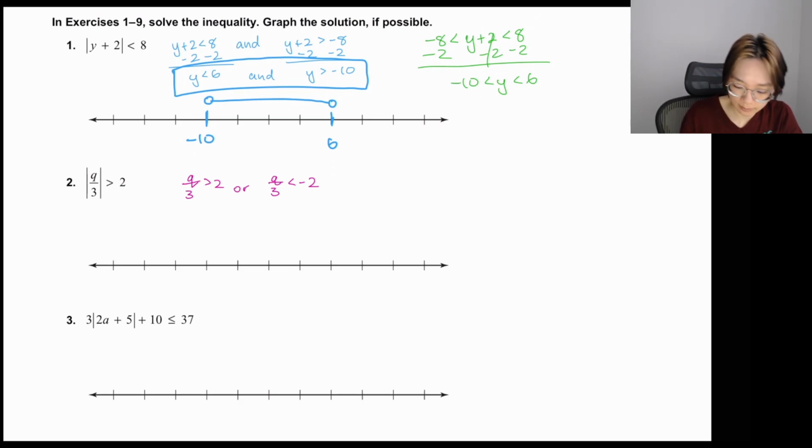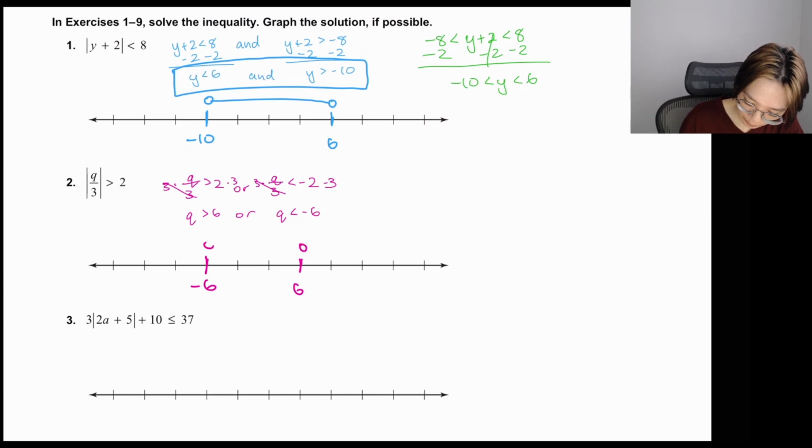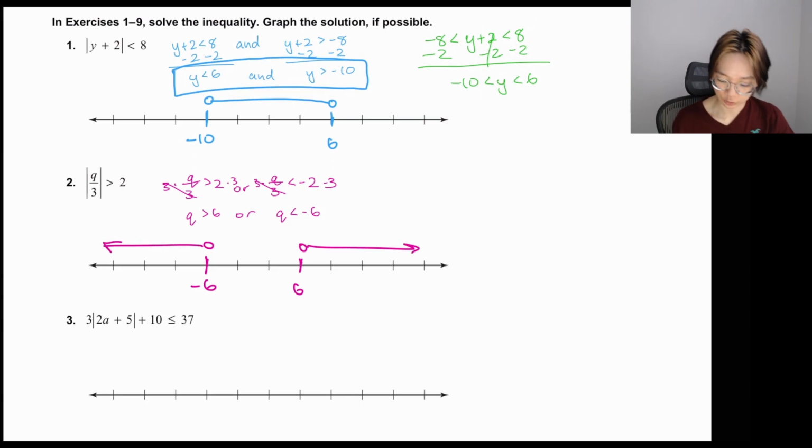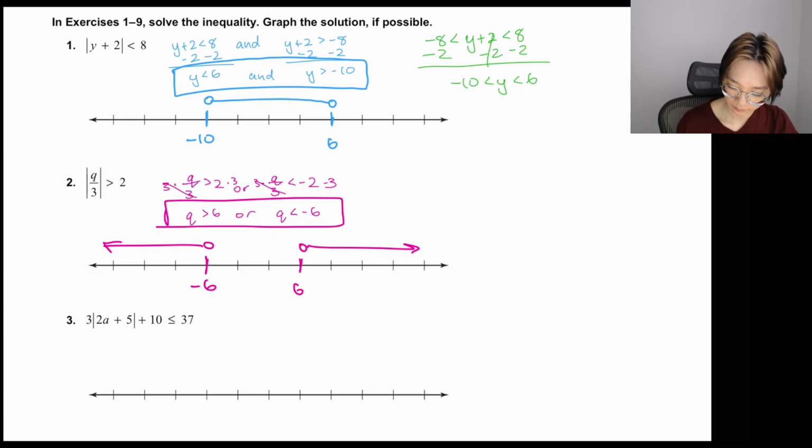Both are going to be the same step: multiplying both sides by 3 to isolate the Q. So you have Q is greater than 6, or Q is less than -6. Graph that. Let's put 6 right here, or -6 right there. Open circle at both. Double check if they overlap. -6 is less than, +6 is greater than. They don't overlap, so we can leave our answer right here.